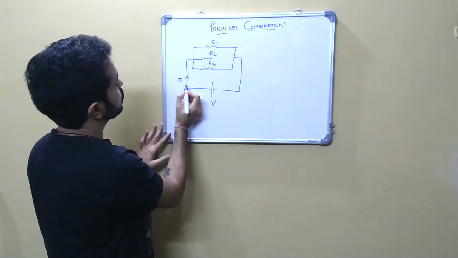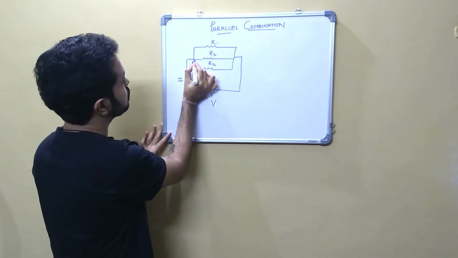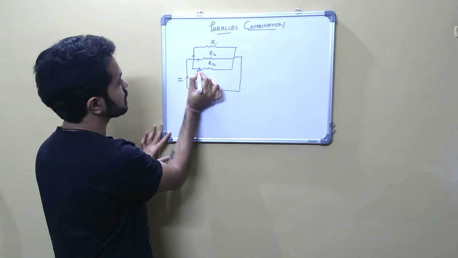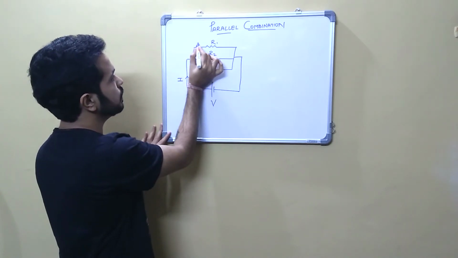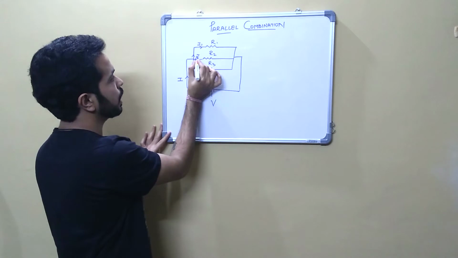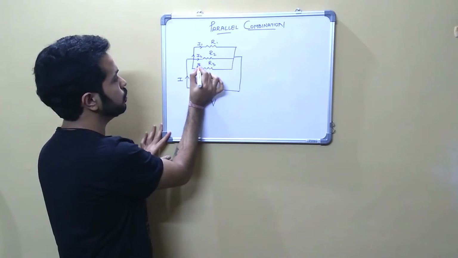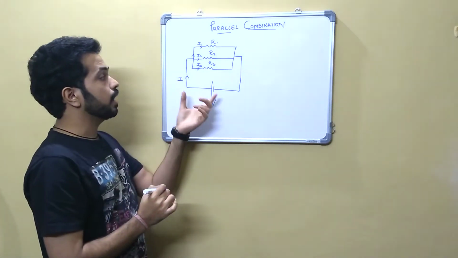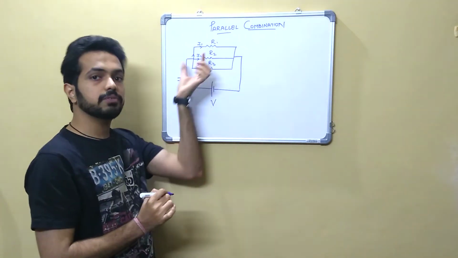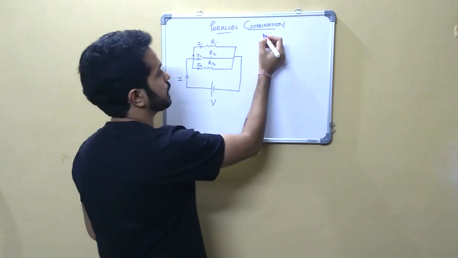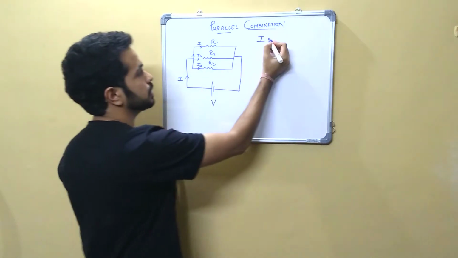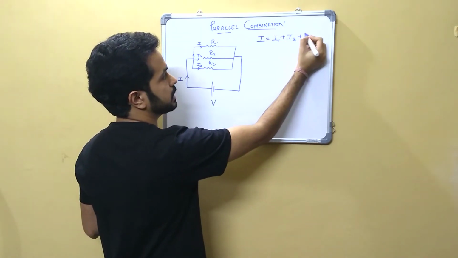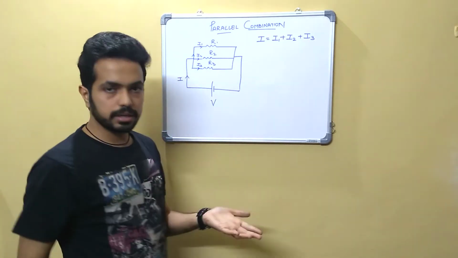Now look what is happening over here. When the current I reaches over here at this point, it has three options to go, and that is where the current splits. From R1, let's say the current goes I1, from R2 the current goes I2, and from R3 the current is I3. Okay, so in individual resistors, different values of current are flowing. So I can say I, that is the total current, is summation of I1, I2 and I3. That is addition of the three individual currents.